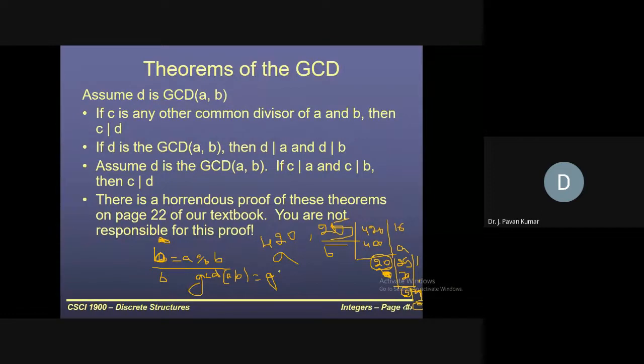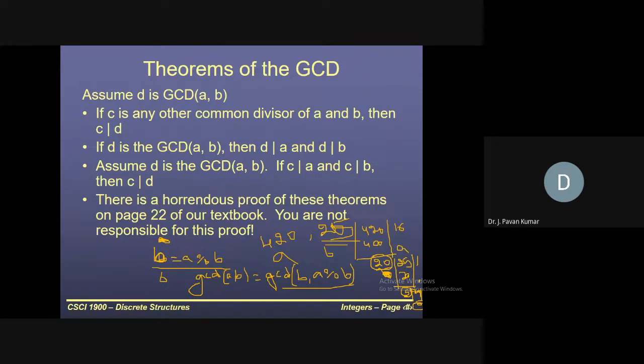what should be the A value? B and the remainder. Yes or no? GCD of a mod b. Can we write it like this or not? GCD of a comma b is equal to GCD of b comma a mod b. Next time, if you substitute in the same formula, the A value is B and the B value is a mod b. Then we can continue in the same fashion, right?